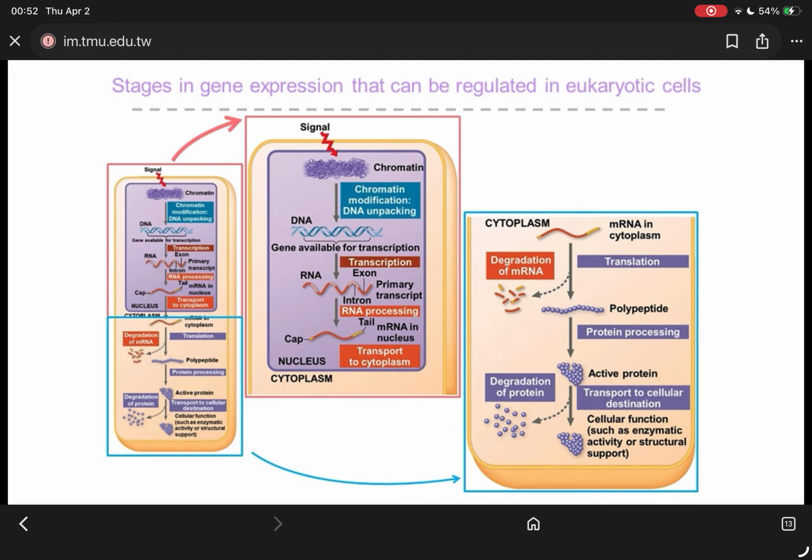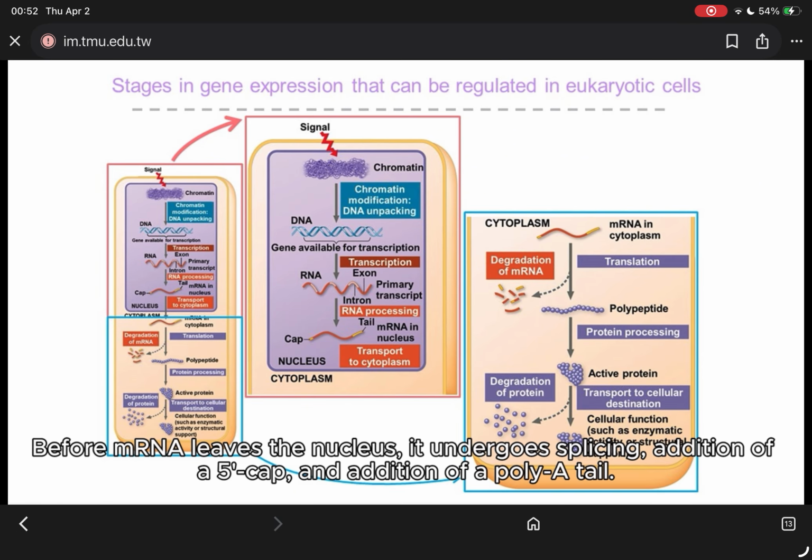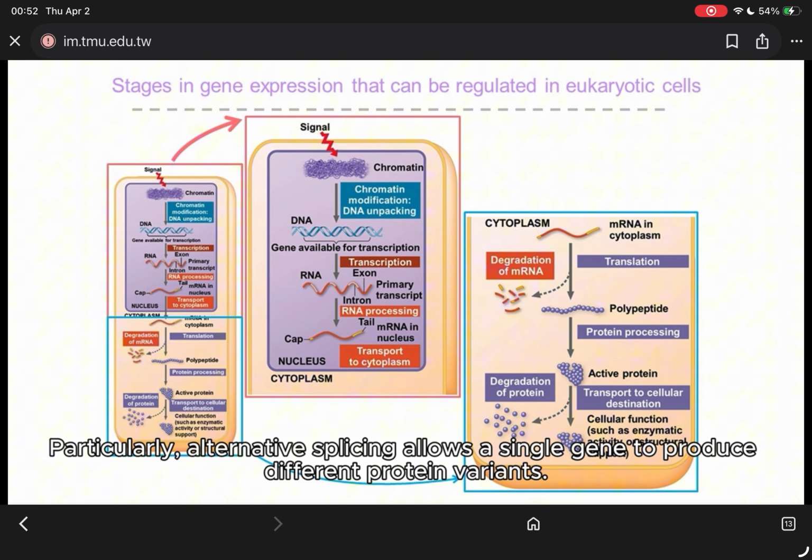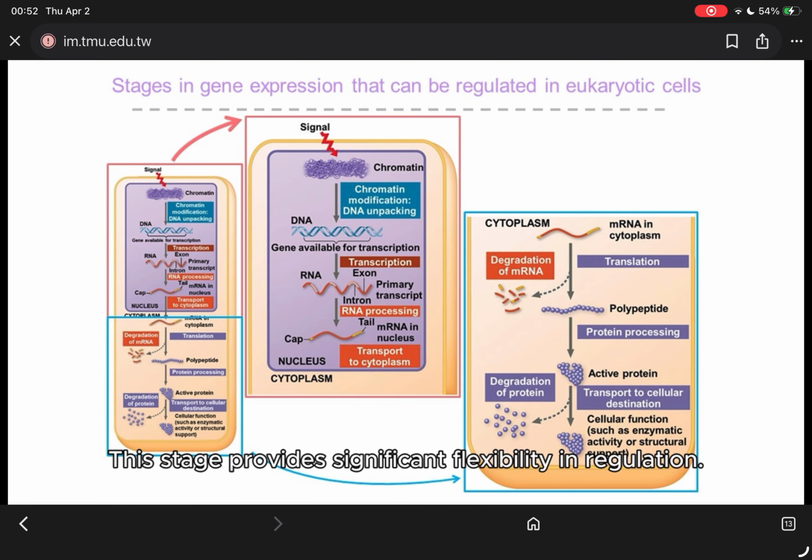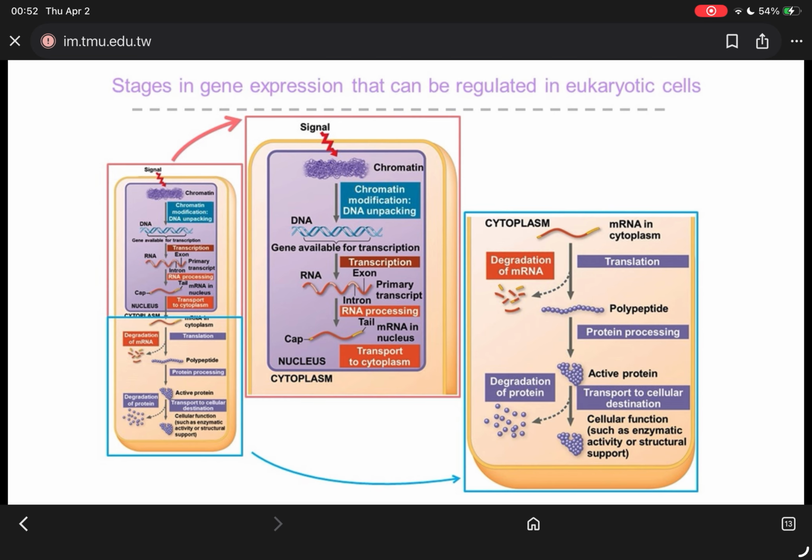Stage 3. RNA processing. Before mRNA leaves the nucleus, it undergoes splicing, addition of a 5' cap, and addition of a poly-A tail. Particularly, alternative splicing allows a single gene to produce different protein variants. This stage provides significant flexibility in regulation.